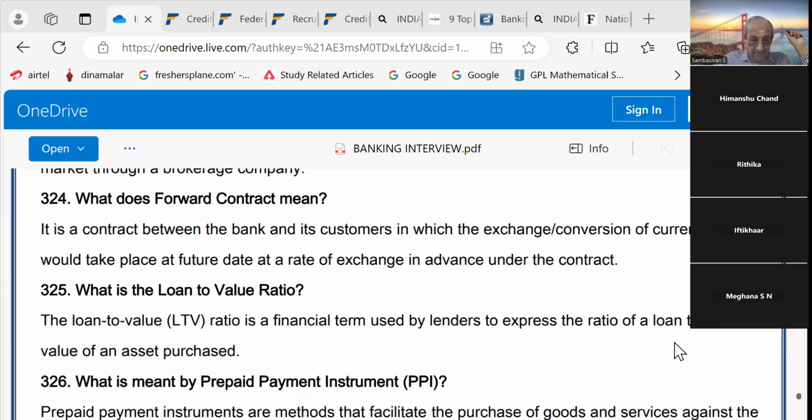Okay. What is the loan to value ratio? The loan to value (LTV) ratio is the final... Please read properly. What is the loan to value ratio? The loan to value (LTV) ratio is a financial term used by lenders to express the ratio of a loan to the value of an asset purchased.